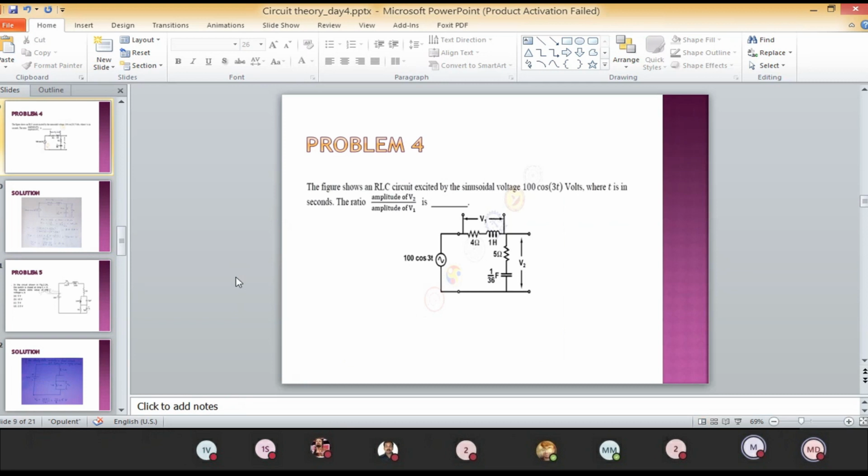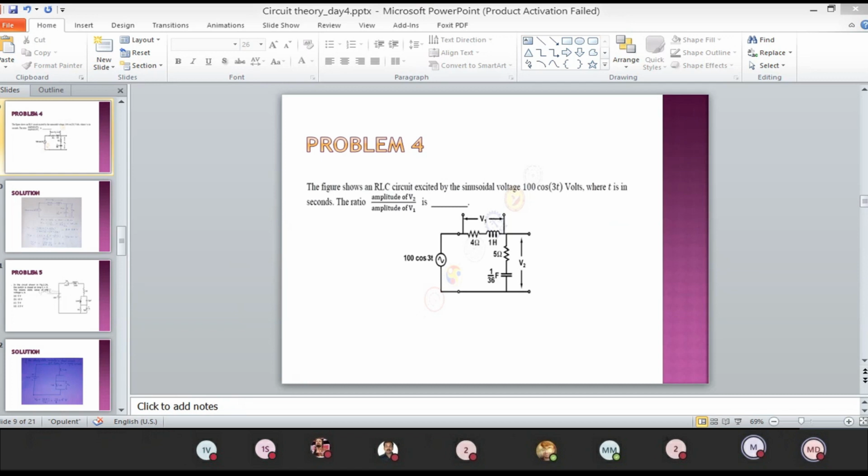Okay. Now, the figure shows an RLC circuit excited by the sinusoidal voltage 100 cos 3t, where t is in seconds. Find the ratio of the amplitude of V2 by V1. See, this is a very simple problem. This uses the rule of voltage division. Again, another important thing is both of them are connected in series.